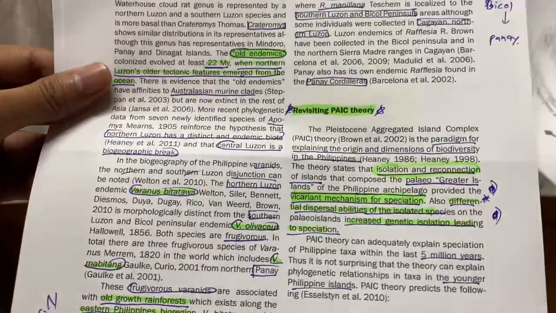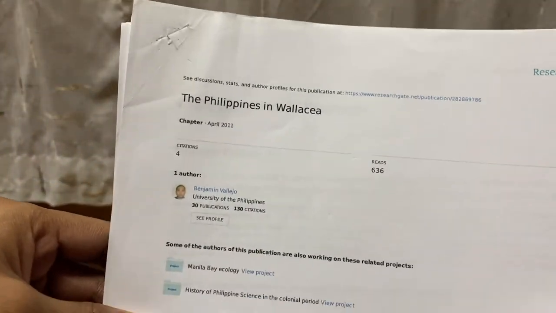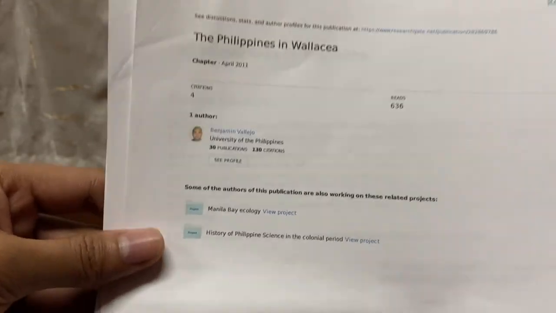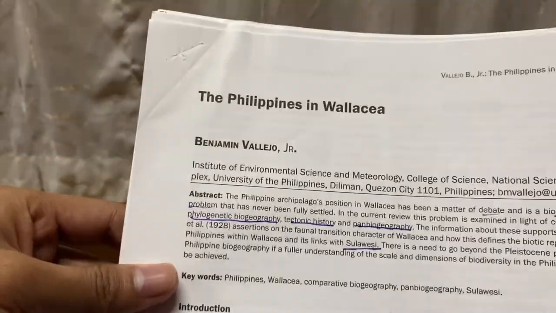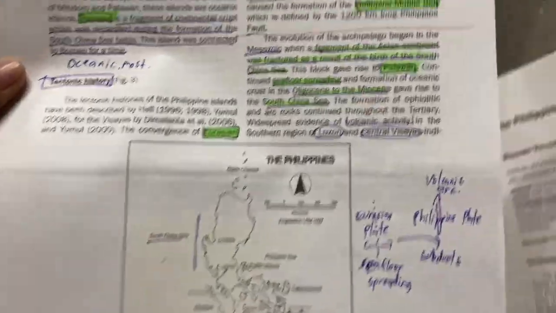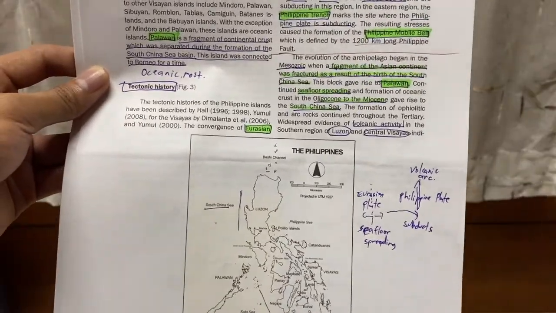Okay? So yeah, same goes true with the reading material Philippine in Wallacea, also by Benjamin Vallejo. And this is more specific to the Philippine setting in the Wallacea. So be sure to read it thoroughly as it will help you navigate the course.